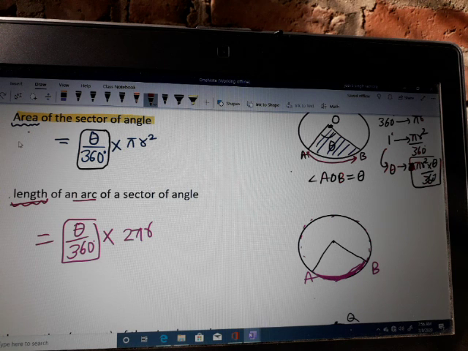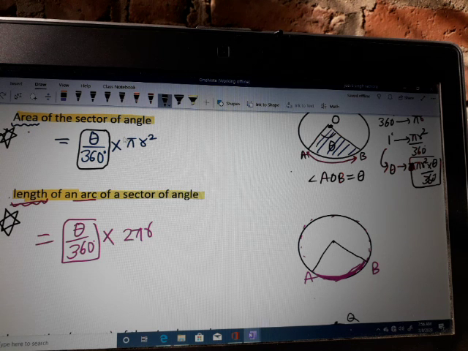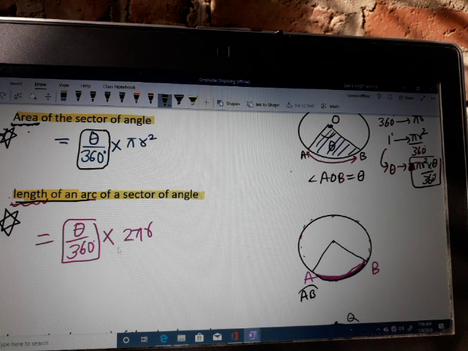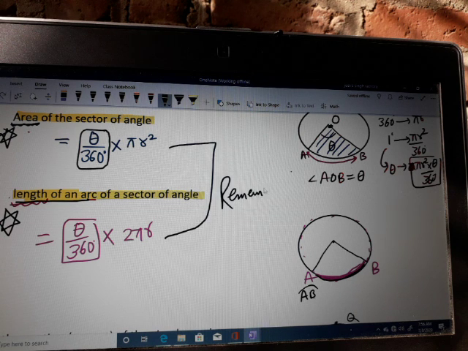These two formulas are very, very important for this chapter, to learn till the end. Remember them in a simple way: theta by 360 multiplied by the area of the circle, you will get the area of the sector. Theta by 360 multiplied by the circumference of the circle, that is equal to 2 pi r, you will get the length of the arc. This is the arc AB, you will get the length of arc AB easily by these two formulas. You have to remember, please note down. I hope you understand.